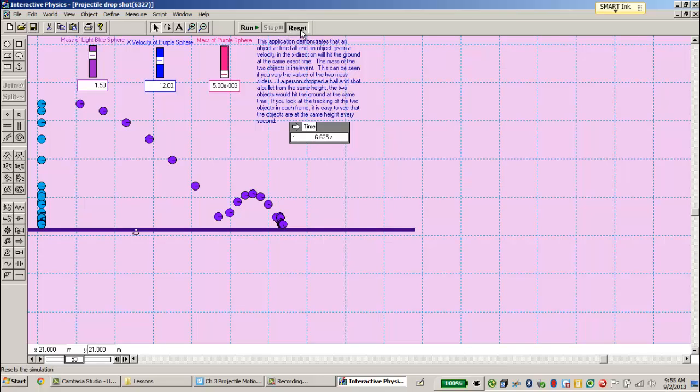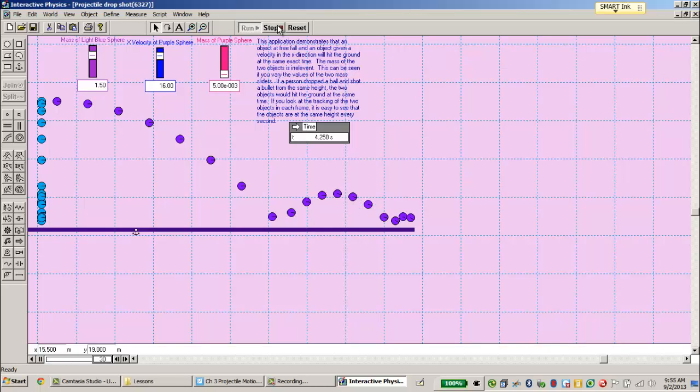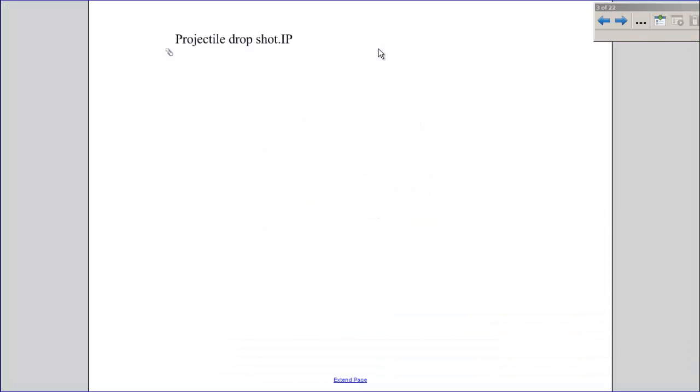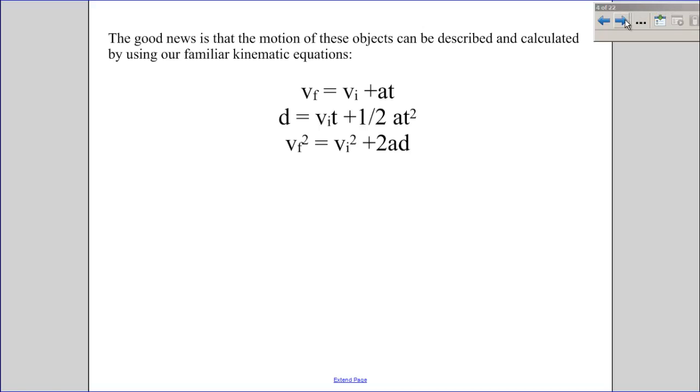We can actually change the x velocity of this. I can increase the x velocity, and although it may have a greater range, again it strikes the ground at the same time. You notice that sound effect was interesting. So again, the independence of the x and y is interesting and real, and we'll take a look at why that's the case in just a second.